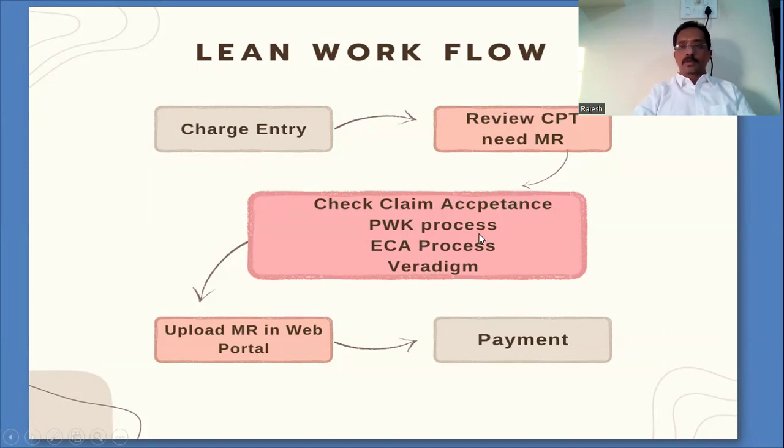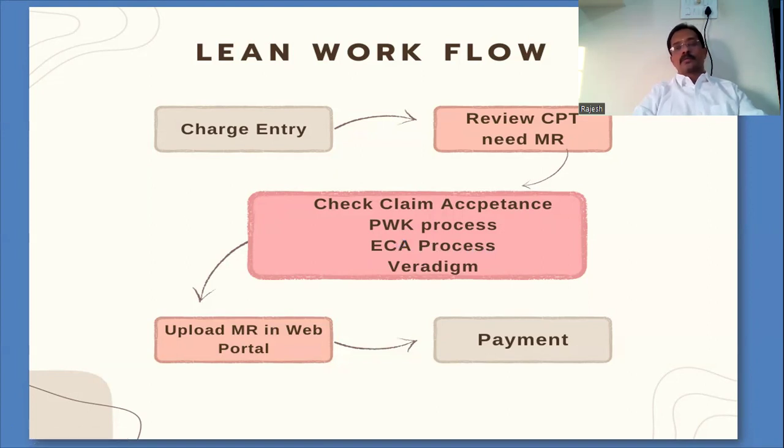The PWK process is very famous and very effective in the case of Medicare. You have to enter the reference number in block number 19, and you can fax your medical record once you refile the claim as a corrected claim with 7. The same way with ECA, some of the clearinghouses like Waystar and Trizetto accept the claim with the medical record. That's called the ECA process. You can send the medical record the same way.